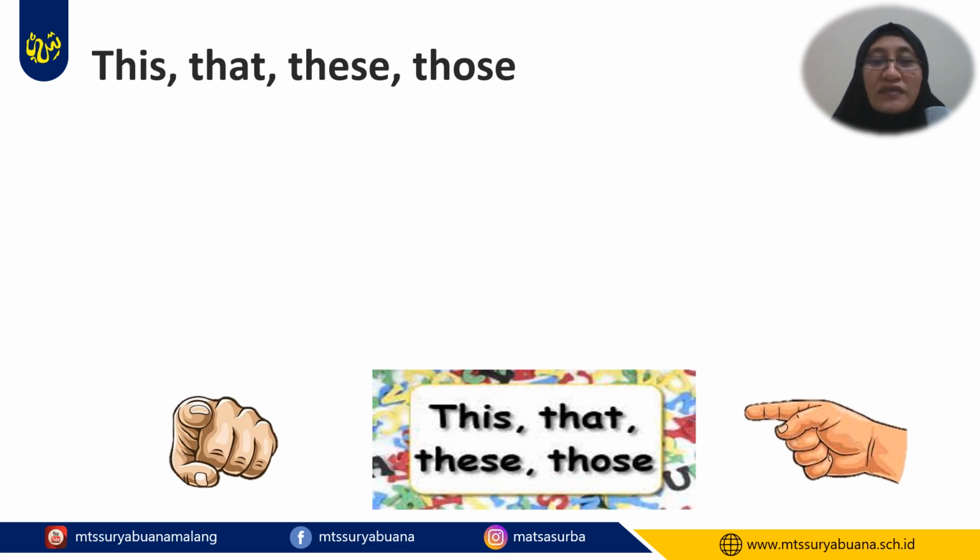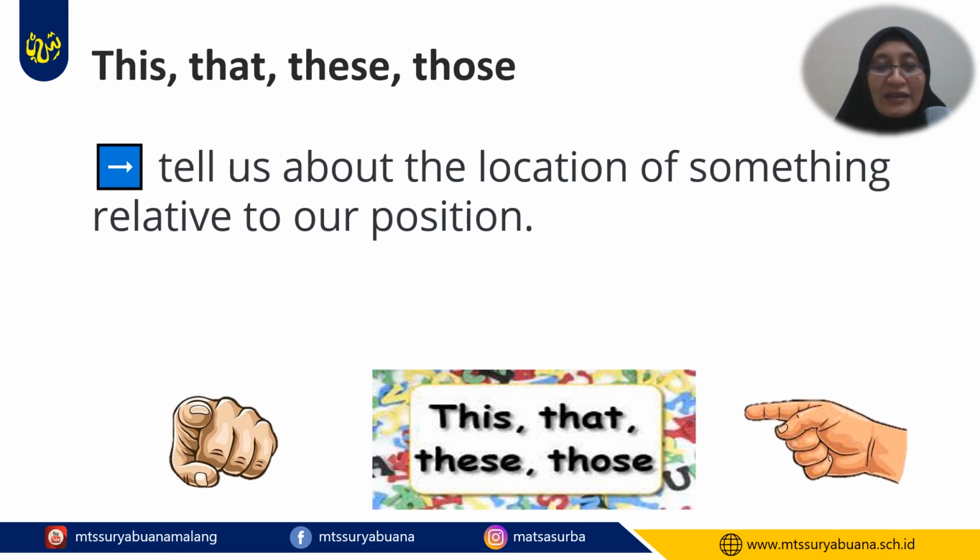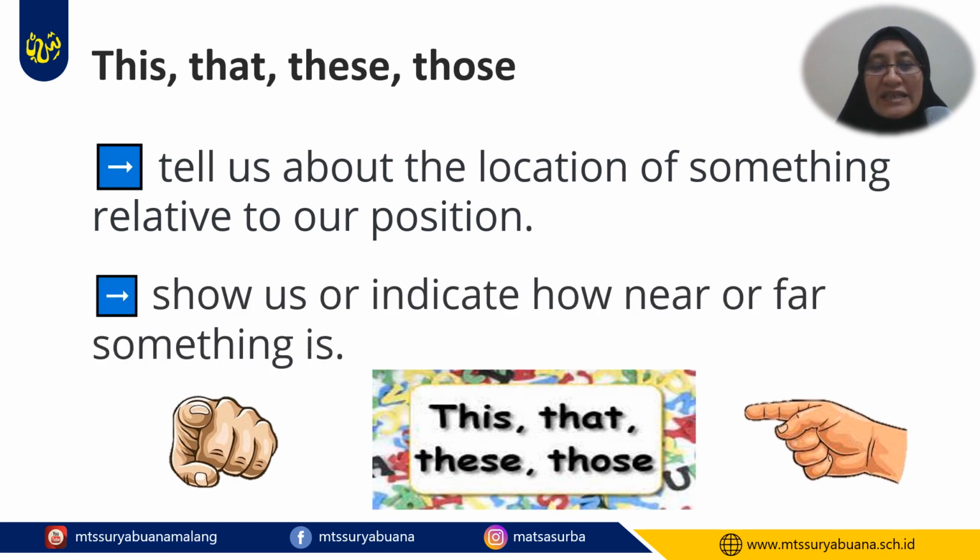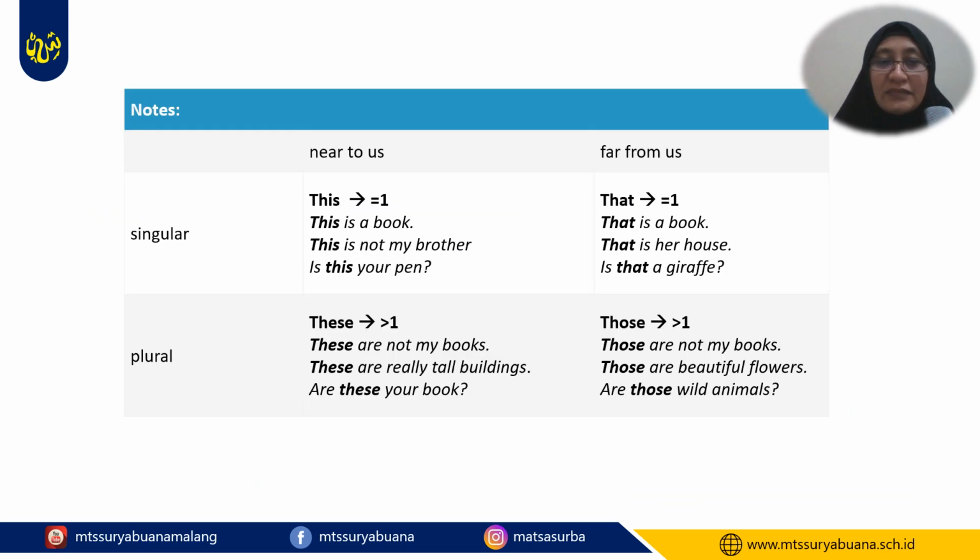I hope the examples of sentences give you a clear illustration of how to use this, that, these, and those. Yes, they tell us about the location of something relative to our position, or show us or indicate how near or far something is. Let's look at this table very carefully. Okay, these are notes from our previous discussion. I hope this will give you a clearer understanding.